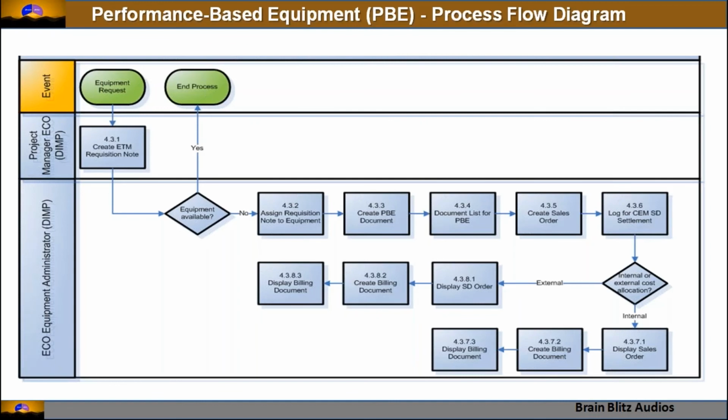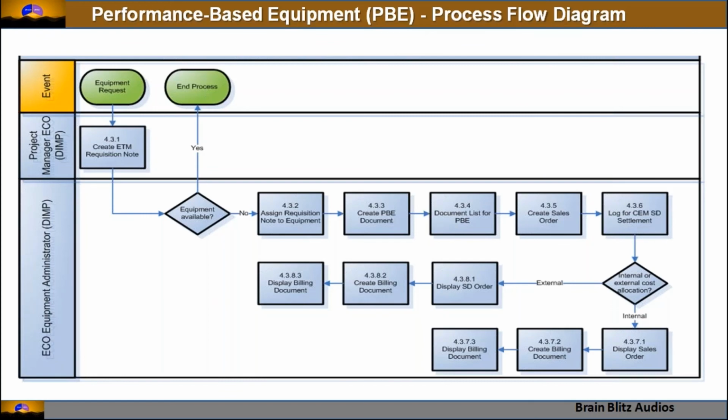So here again, the requisition note is the base. You have to create a requisition note. What is the requirement? Then if the equipment is available, obviously the acquisition will be there. That is the availability. Then assign the requisition note to the equipment. Then create a PB document. Earlier we were doing a shipping document, plus here we'll have one additional document, which is called the performance document. Create a PB document will be there.